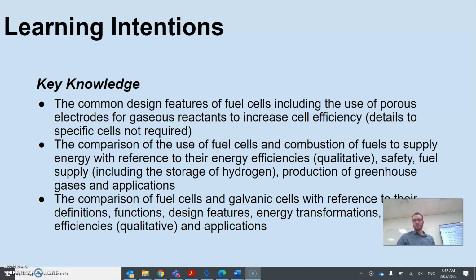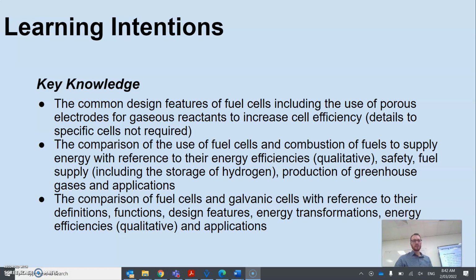Right, key knowledge, let's have a quick look at that. Common design features of fuel cells, including the use of porous electrodes for gaseous reactants to increase cell efficiency. Specific cells not required again. Right?